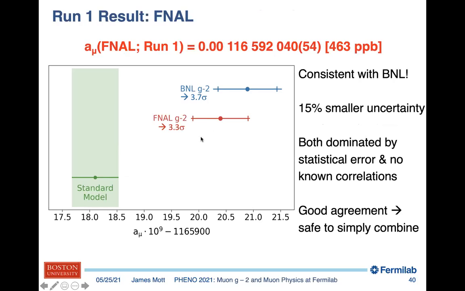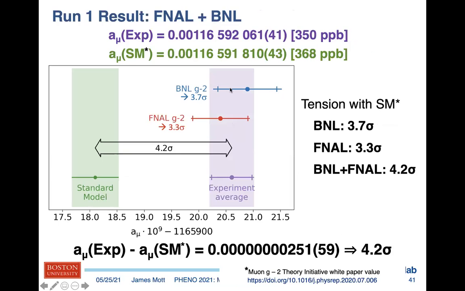Our result comes in here. You notice we're consistent with Brookhaven. The uncertainty is 15% smaller. And both of these are dominated by the statistical error. So that goes out to these ticks here with systematics after. There's good agreement between them, so it's safe to combine. And we do combine them here, and you end up with this experimental average, where the headline that we've all heard is 4.2 sigma, the difference between now the experimental average and the standard model.